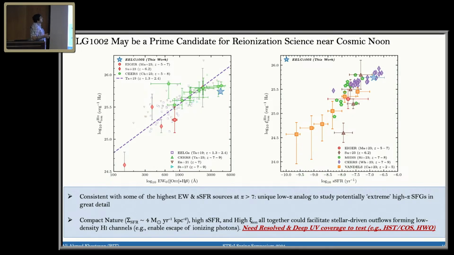Now that being said, the last thing I would say about this one source is it also has ionizing properties that are quite reminiscent of even some of the most high equivalent width and also highest specific star formation rate sources that are currently being observed with JWST at redshifts greater than 5, greater than 6. And really to get a full understanding of the rest-frame UV properties of this one source, we really need resolved and deep UV coverage of this object. And that would require going after HST, and also a shout out for HWO if we can get that as well in the future.